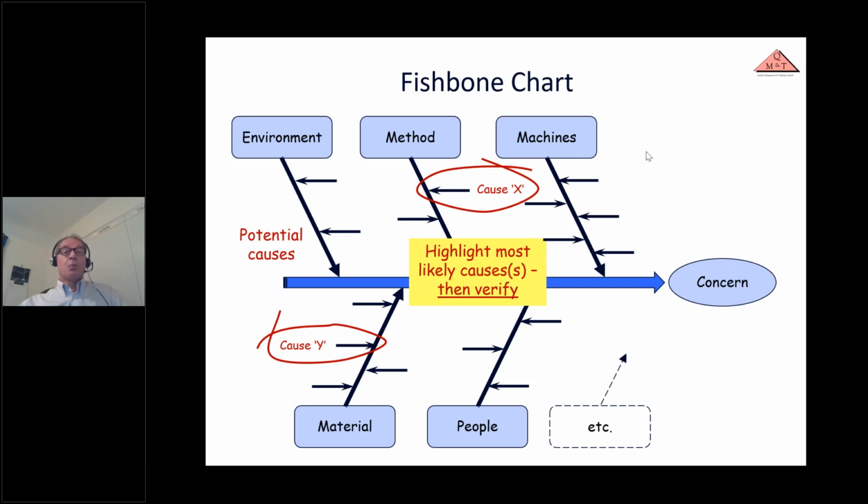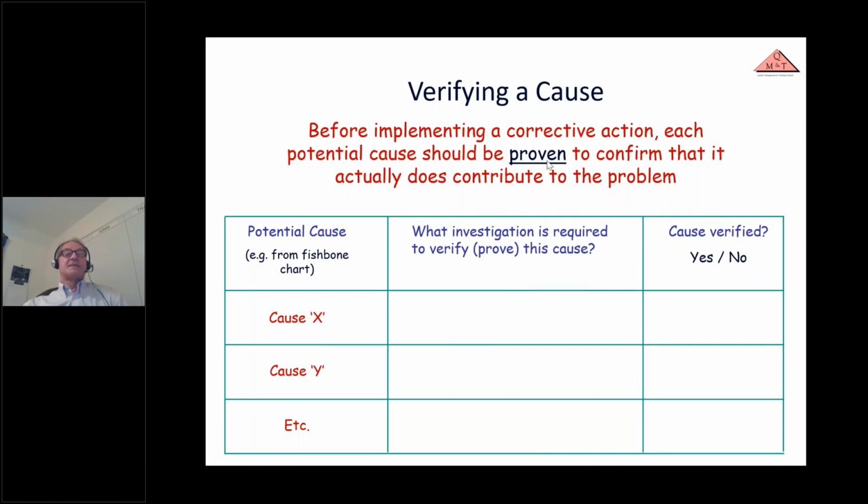And when the team have populated the chart with sufficient potential causes, they will then pause and review the results. And again, it's about prioritization. The team will aim to determine at least one and possibly more than one potential cause which they believe is very likely to lead to the concern. But what's the next step? The important step now is to verify or prove these potential causes. So this takes us on to verification.